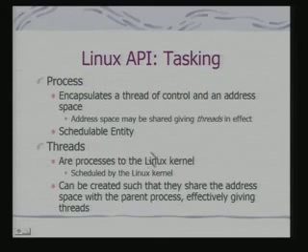So you have the Linux API, and the most important aspect of the API is tasking. In the Linux API, you work in terms of processes. A process encapsulates a thread of control and an address space. Address space may be shared, giving threads in effect. That means there are multiple threads within a process boundary, and a process is a schedulable entity. In fact, threads in a way are processes to the Linux kernel, and they are scheduled by the Linux kernel, and can be created such that they share the address space with the parent process, effectively giving threads.